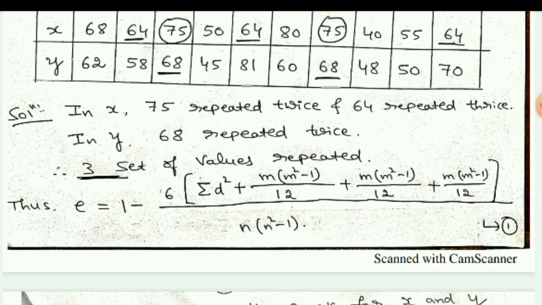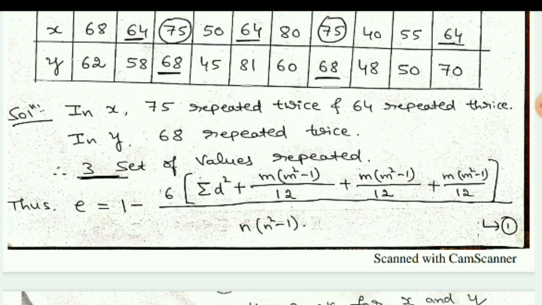Denominator is n into n square minus 1. So you got the formula. Now, finding summation d square is very simple. Take x minus y whole square and all. It's very simple. But how to find m? That we have to discuss. Because there are three formulas for m, right? M into m square minus 1 by 12. The answer is not the same for all three. That depends on the problem.